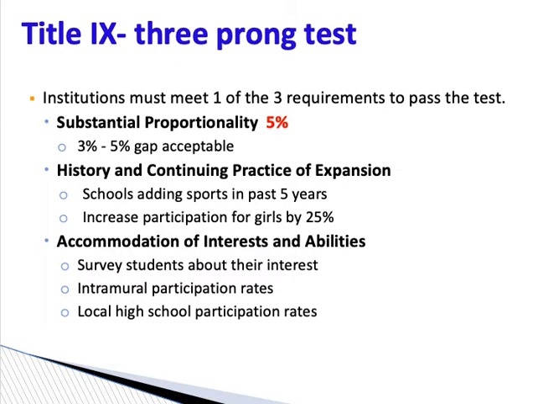So if you have 50% male students and 50% female students in your student body, your student athlete body could have, for instance, 43% female and 47% male. Those differences are 4%, so that actually meets the requirements of Title IX. So the acceptable gap is 5%.